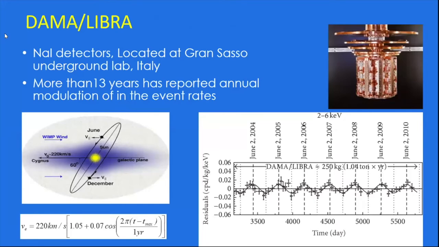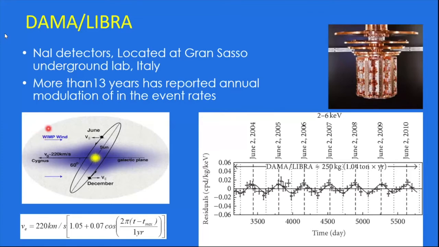Among many direct detection experiments, so far only DAMA/LIBRA persistently reports annual modulation in the event rates they measure. DAMA is located in the Gran Sasso underground lab in Italy, using sodium iodide as detectors. And this figure here explains how such a modulation in the event rate is expected.